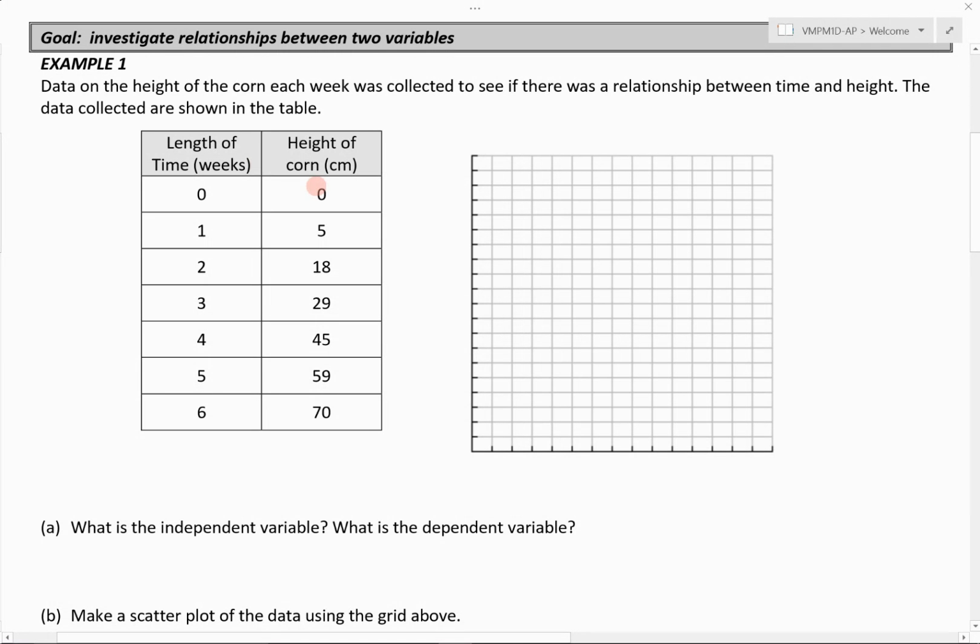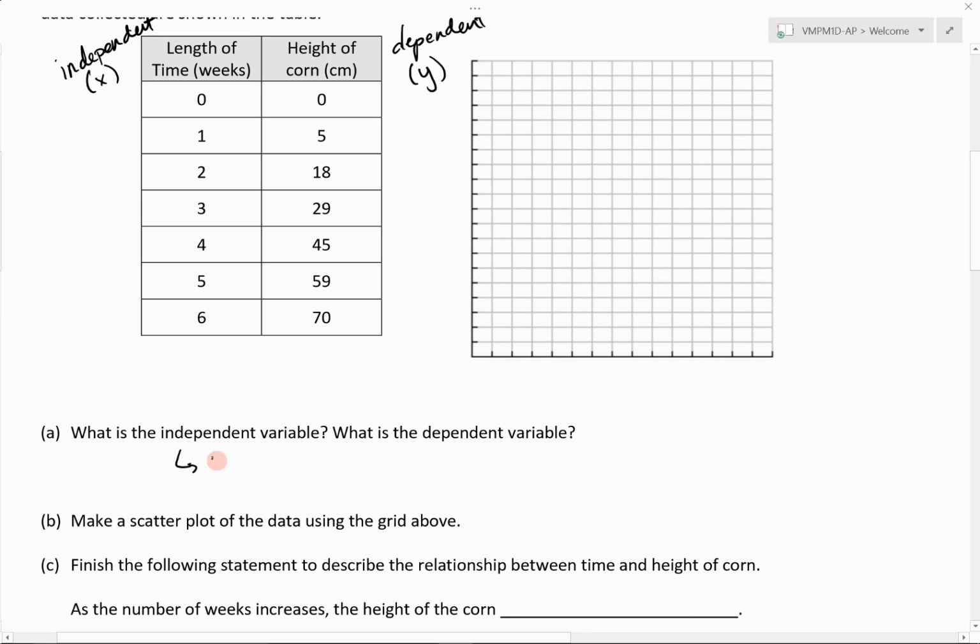So here I'm going to say independent is my time, and the dependent is my height. And the independent variable we classify as x, and dependent we classify as y. Okay, so independent variable here is length of time, and the dependent variable here is the height of the corn. All right, let's move on.